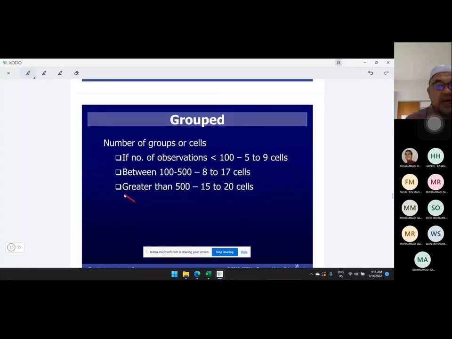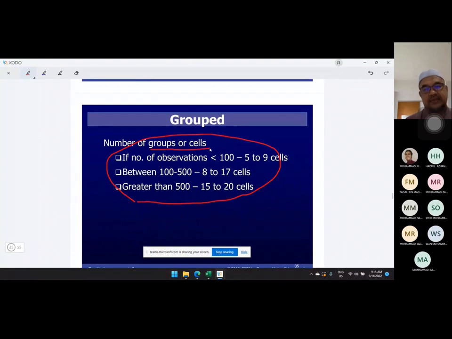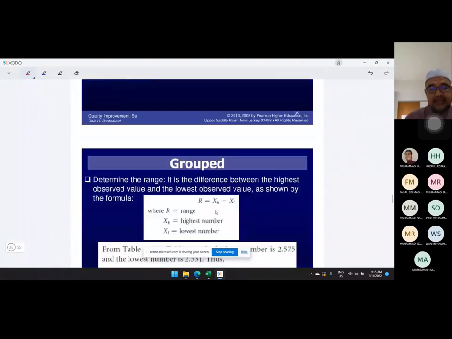So these are some indications, or some rules or guidelines, for us to draw a histogram. So see the number of groups or cells. If we have less than 100 observations, then we should have between 5 to 9 cells, or classes of values. If we have between 100 to 500, it is recommended for us to have between 8 to 17 cells or bars. Above that, 18 to 20 cells. So these are guidelines.